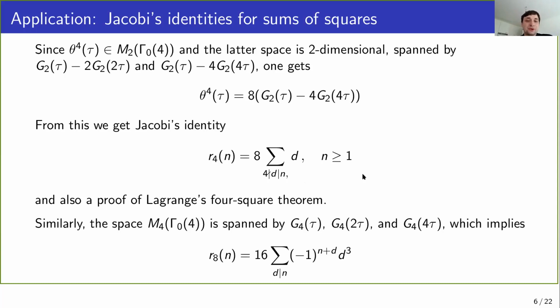And similarly, we can take higher powers of theta. So if you take the 8th power, then we land in M4 gamma naught 4. So it's weight 4. And then again, we use the Eisenstein series of weight 4. And one can show very easily that these three functions, again, are modular forms of level 4. And so again, linear algebra tells you that we have to have some identity between theta to the power 8 and these three functions. And once you work it out, you get this representation for R8 of n.